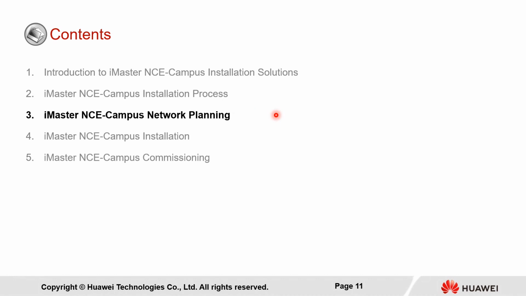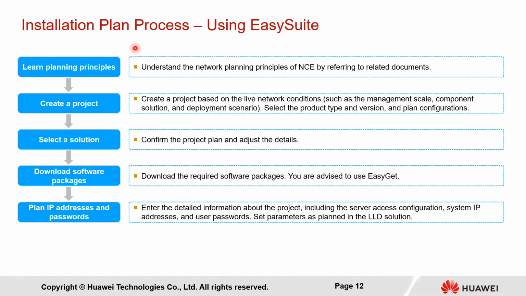Before the installation, there's another important step, that is to plan your network. So this is an overview of the planning process on the Easy Switch. Briefly speaking, first you need to create a project and then select a solution that is best suited for your site. For example, you want to deploy a single node system or a 3-node cluster. You need to provide the NCE version and whether virtualization is required, and so on. And after that, download the required packages and finally set the planning parameters.